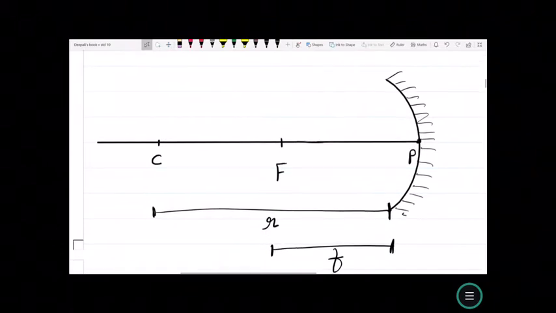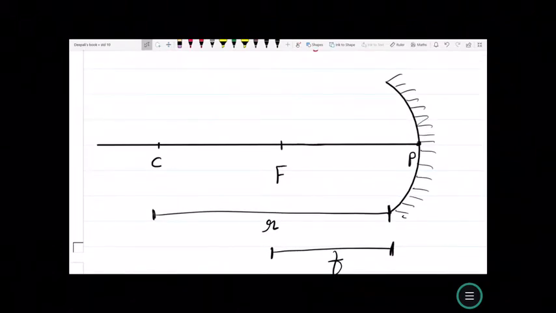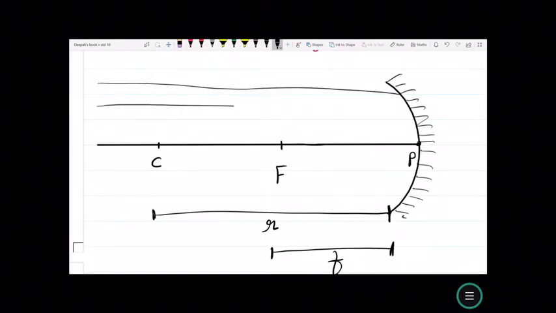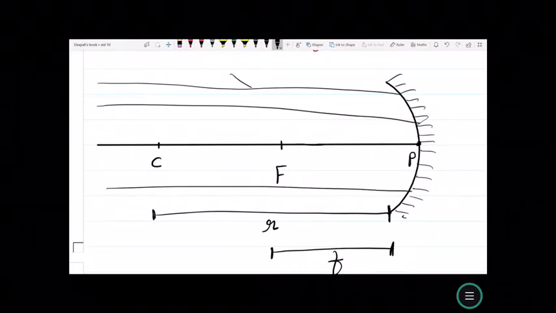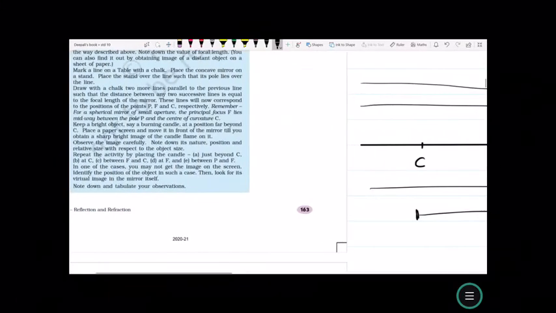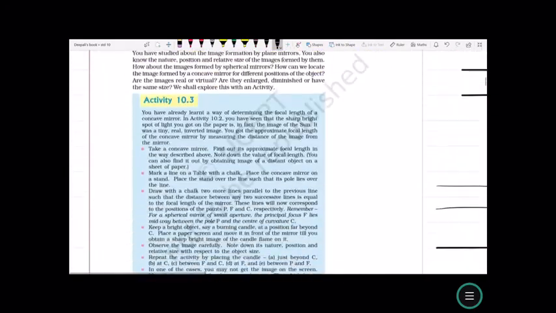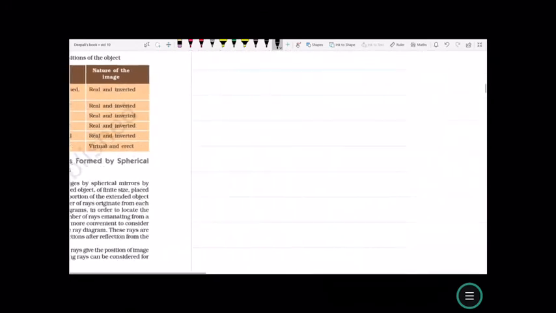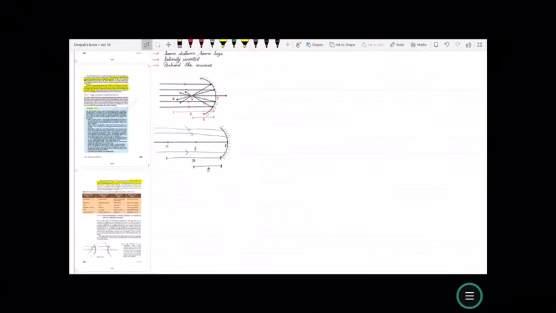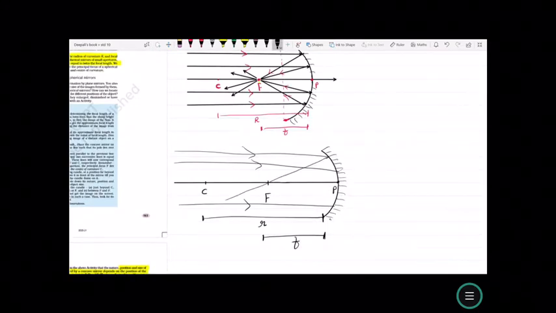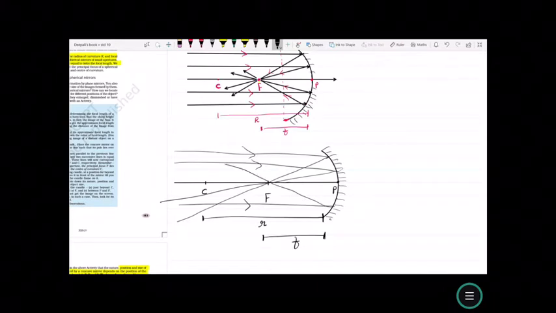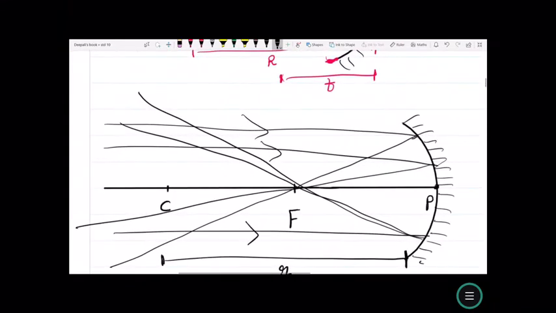So at infinity, which cannot be shown on this screen, but we can understand that the rays might be coming somewhere this way. These are all incident rays which will be reflected somewhere behind. After reflection, they meet at one place, and they will meet at the focus. So all the rays after reflection will be meeting at this point F, that is the focus, the point where the image is formed. This is what you will be observing when you do it practically.